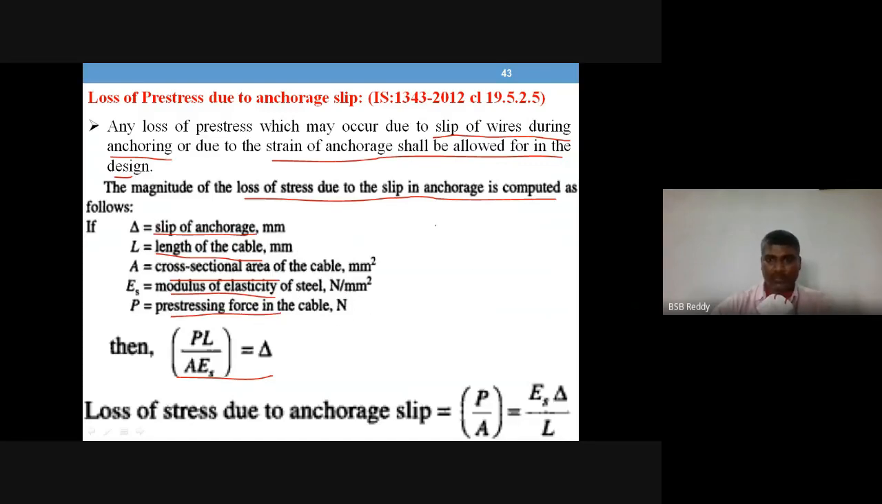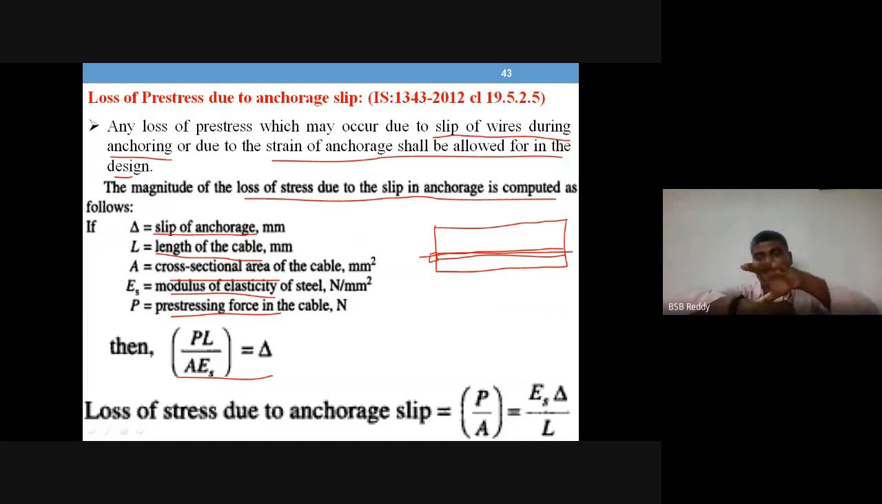Okay. So every member has got a duct provided for inserting the cable. So this is a duct. Imagine you have got a cable inside this, and you are going to provide some anchorage device to hold this wire. So when you provide, say for example, there is a cable and gripping it.